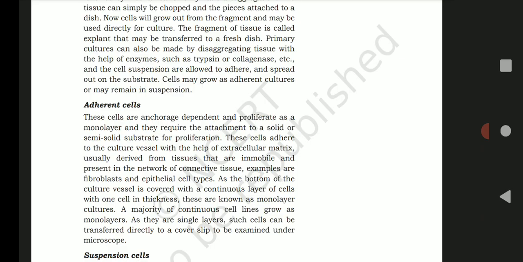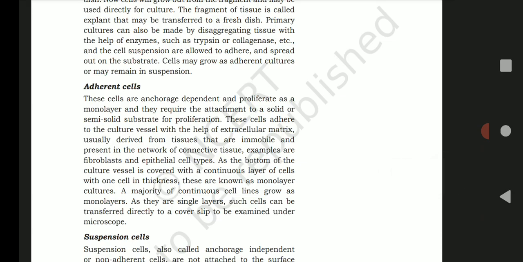It is growing. Adjacent cells are connected and it is growing as a film on a semi-solid surface in the case of the adherent cell culture. And it is immobile, and moreover due to the network of the connective tissues which are present in it. Normally the fibroblast and epithelial cells are growing like a network of connective tissue. At the bottom of the cell culture, these fibroblast and epithelial cells are forming a continuous layer of cells with one cell in thickness. That is, only one cell thickness will be there, as a monolayer, we call it.